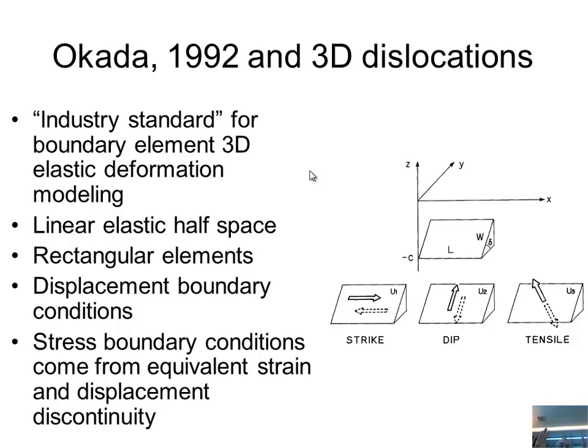So for the 3D dislocations, the main source of this approach comes from Okada 1992. It's this now famous paper from BSSA where he wrote down all these equations, a very complex derivation, and also made available a Fortran program. Many people have since rewritten all the equations in MATLAB, for example. But basically the idea is you have a rectangular source and you apply some displacement across it, and then you can compute what happens in the volume.